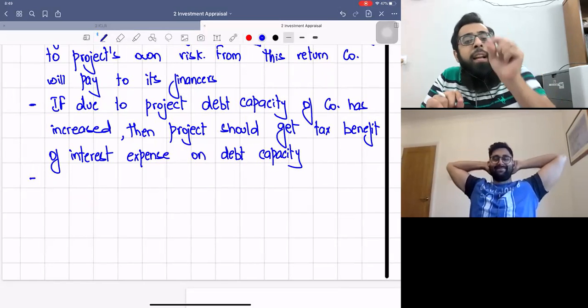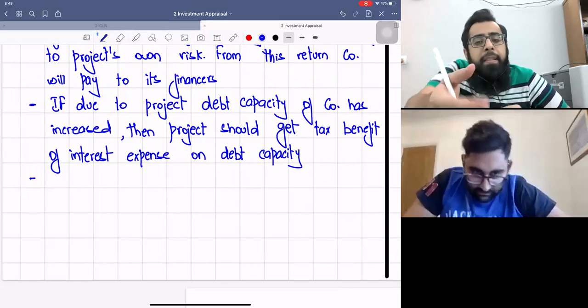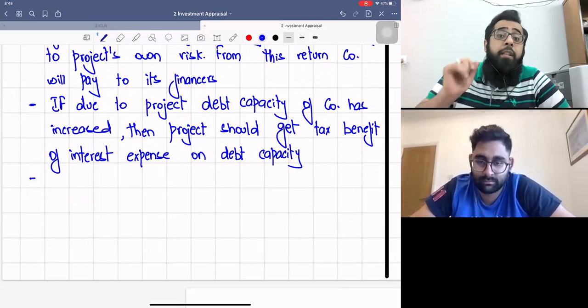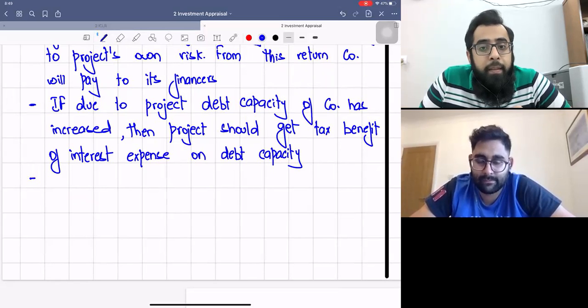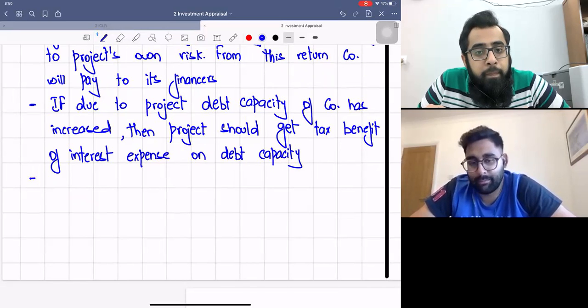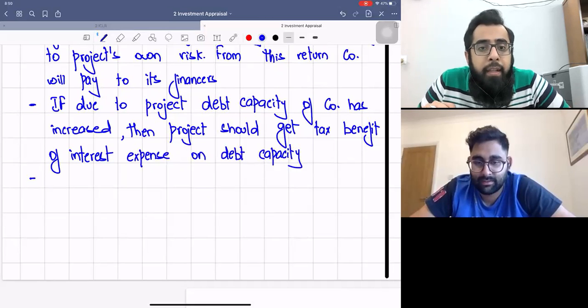Okay. Now I'll ask you one question. The company says, why don't you pay the interest expense yourself? Why should we pay the interest expense and you get the tax benefit? Why is the project not paying the interest itself? Because technically it's the company that took the source of finance. So is the project paying anything against it? No.